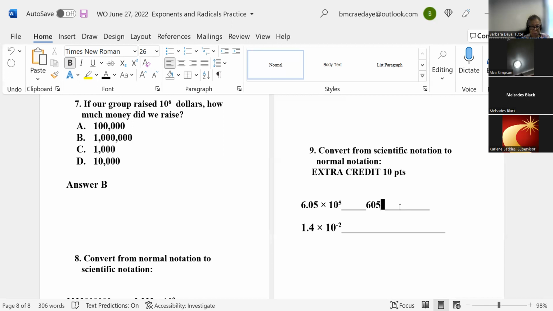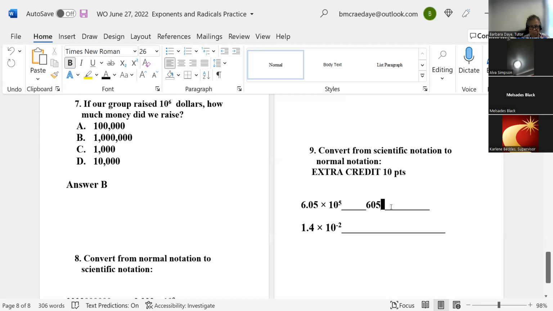Okay. Tell me how many zeros to write. Would it be 6 zeros? No. See, I already have 2 right here, right? Because I need 6.05. Then I just need how many more zeros to make 5? You already have 2 places right here to get the 6.0.